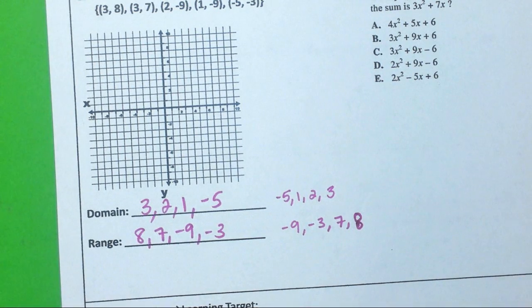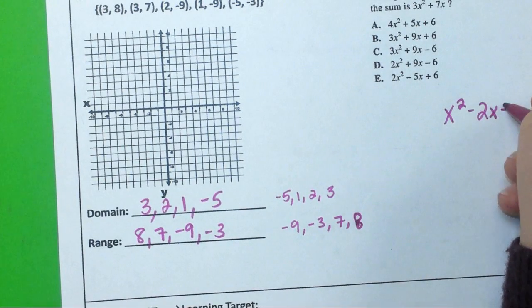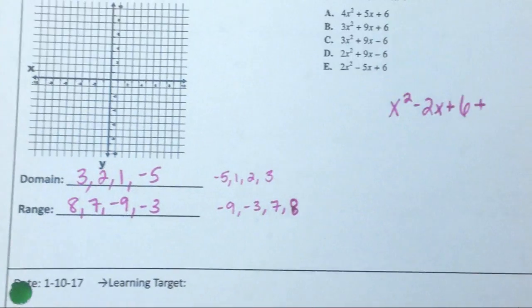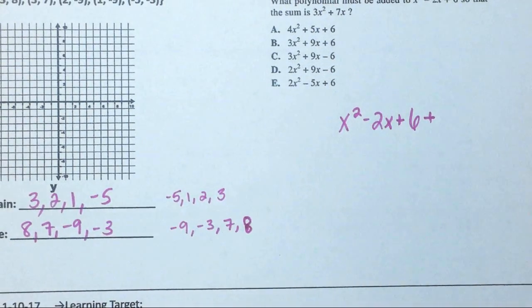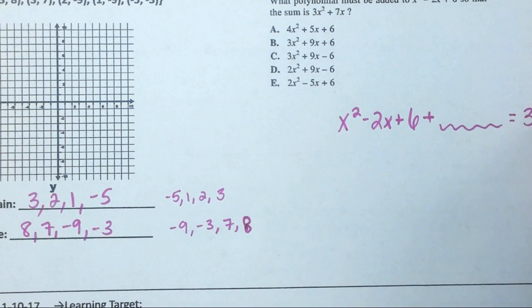Okay. It says, what polynomial must be added to x squared minus 2x plus 6? So we want to know added to what? Let me scoot over a little. Added to what? And it should give us 3x squared plus 7x.